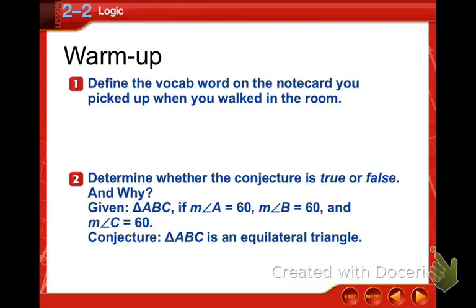And number two says to determine whether the conjecture is true or false. We are given a triangle ABC. If the measure of angle A is 60, the measure of angle B is 60, and the measure of angle C is 60, the conjecture is that triangle ABC is an equilateral triangle. And of course, that is true because an equilateral triangle has to have three equal angles and three equal sides. So this is true.